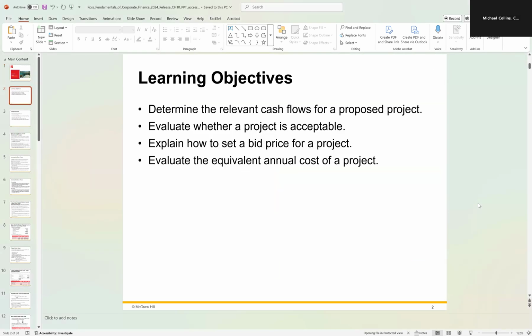The learning objectives for this chapter include: determine the relevant cash flows for a proposed project, evaluate whether a project is acceptable, explain how to set a bid price for a project, and evaluate the equivalent annual cost of a project. Again, I've mentioned this in class before, but these chapters continue to build on existing topics that we have previously discussed.